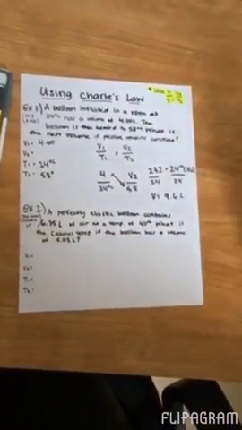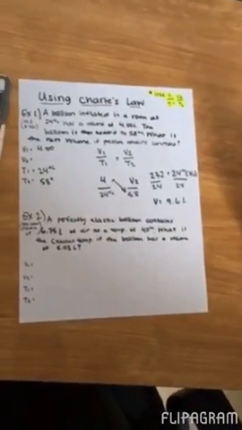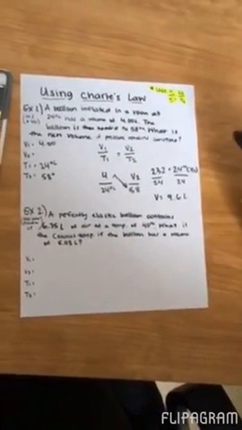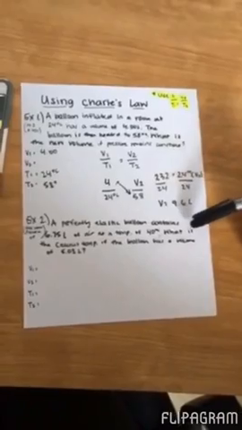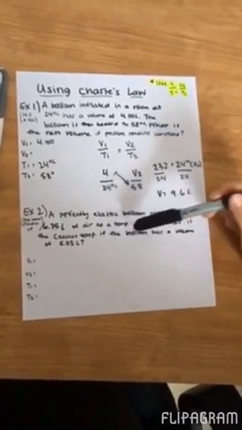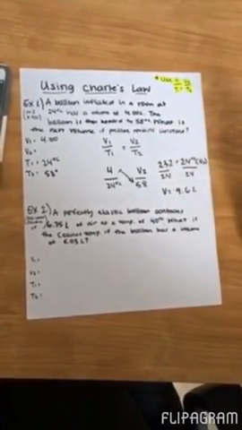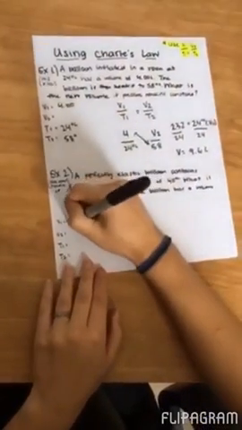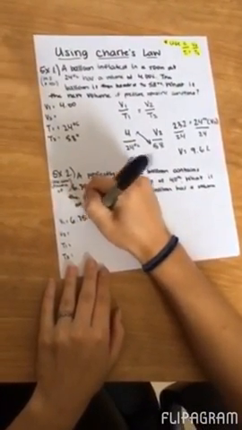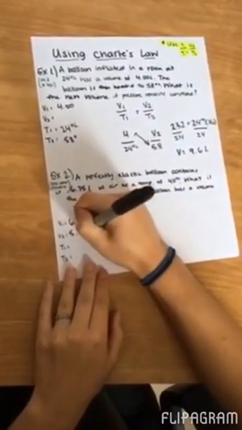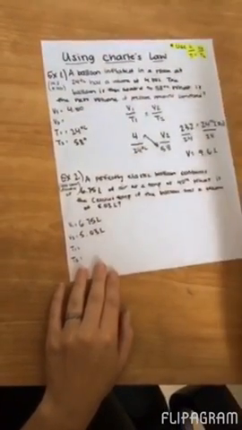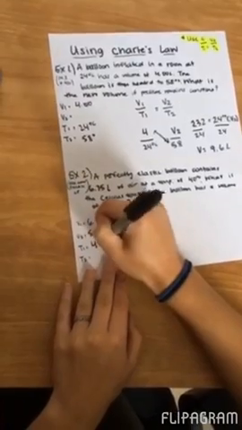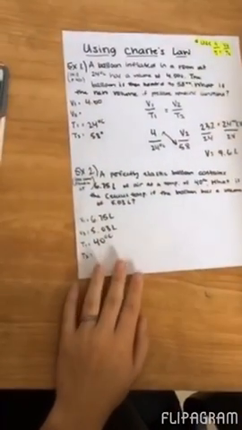Our second example states, a perfectly elastic balloon contains 6.75 liters of air at a temperature of 40 degrees Celsius. What is the Celsius temperature if the balloon has a volume of 5.03 liters? So we'll list our knowns. Our first volume is 6.75 liters. Our second volume is 5.03 liters. And our first temperature is 40 degrees Celsius. We will be solving for the second temperature.